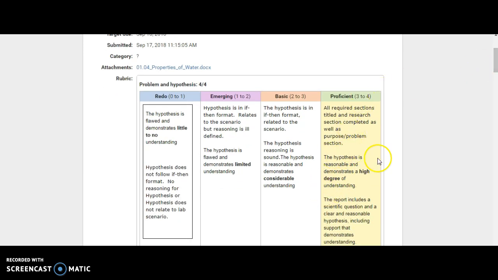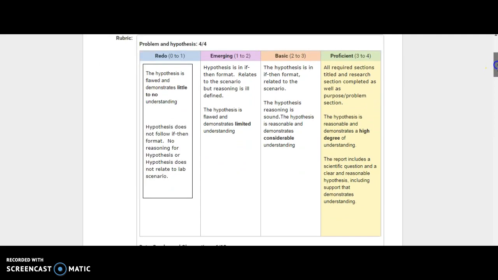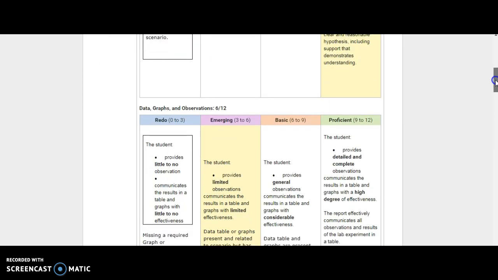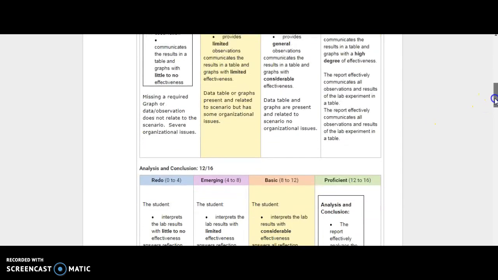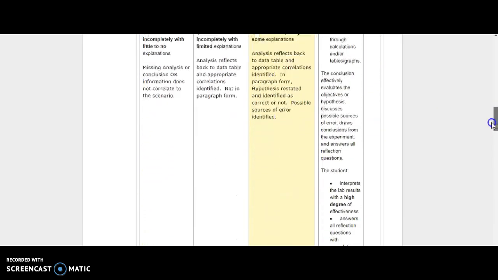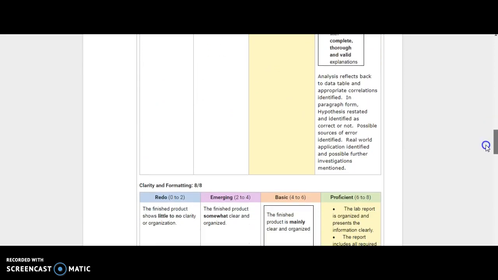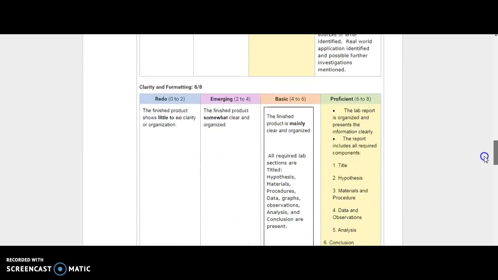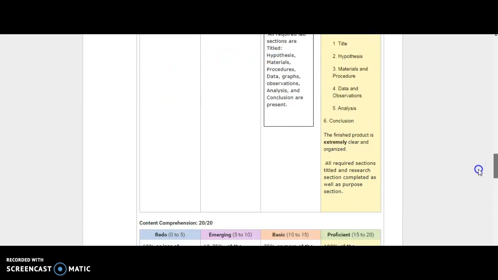Anytime we're in this nice little yellow section, that's actually where the person scored. So proficient in problems and hypothesis section, emerging in the data and graphs, and if you can compare these, you can see what needs to be done in order to move up on this scale. Analysis and conclusion, you can see they're at the basic level instead of the proficiency level, and what needs to happen to move up there. And then clarity and formatting at a proficient level as well. So you can definitely read through this and see what needs to be done.